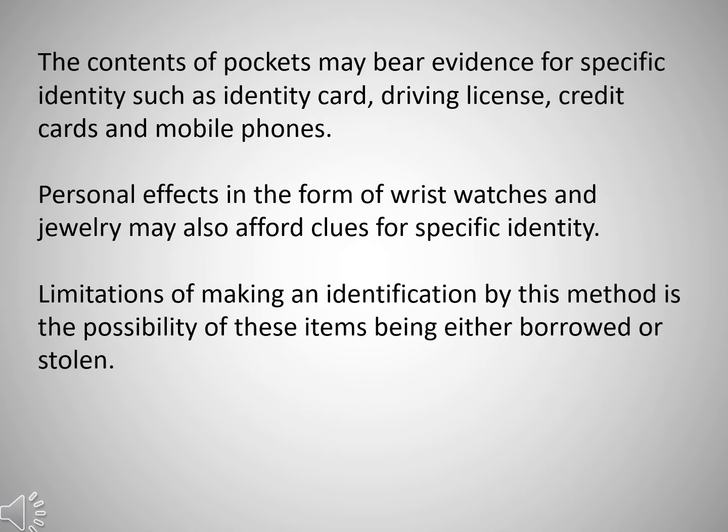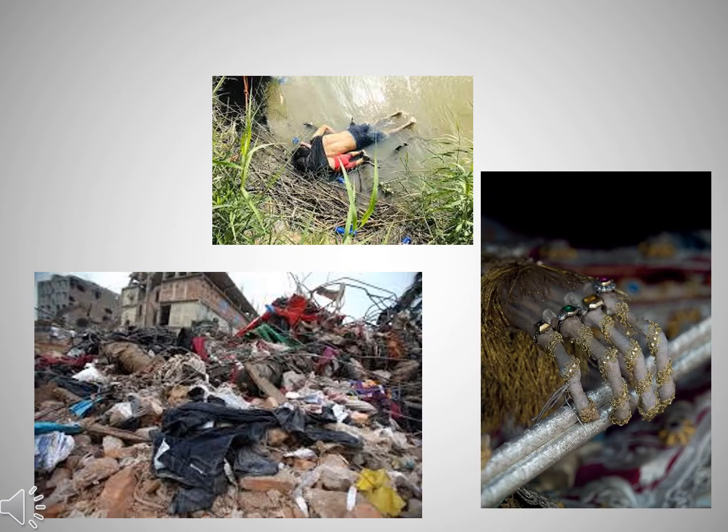The contents of pockets may bear evidence for specific identity such as identity card, driving license, credit cards, and mobile phones. Personal effects in the form of wristwatches and jewelry may also afford clues for the specific identity. Limitations of making an identification by this method is the possibility of these items being either borrowed or stolen. These are some photographs which use the clothing and other jewelry for identification.